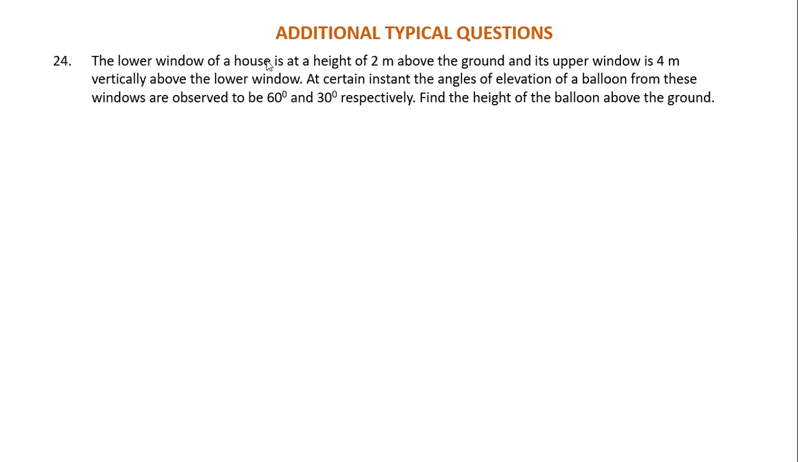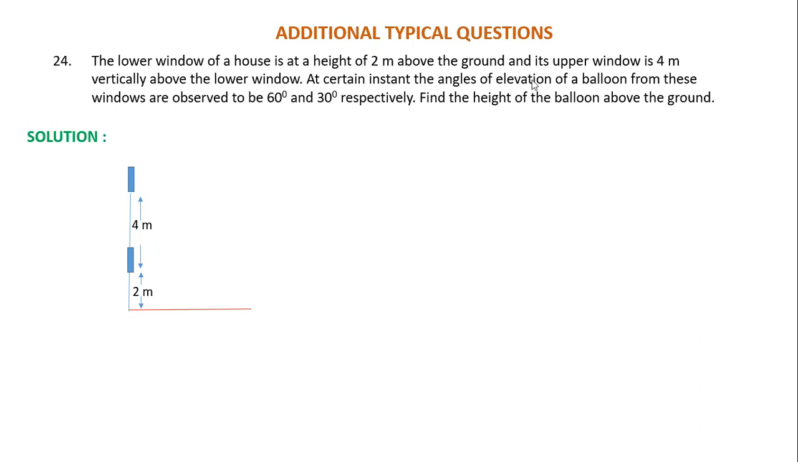The lower window of a house is at a height of 2 meters above the ground. Let us draw it. This is the ground. This is the lower window, 2 meters above the ground. And its upper window is 4 meters vertically above the lower window.